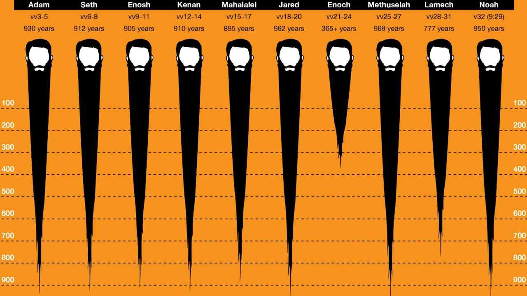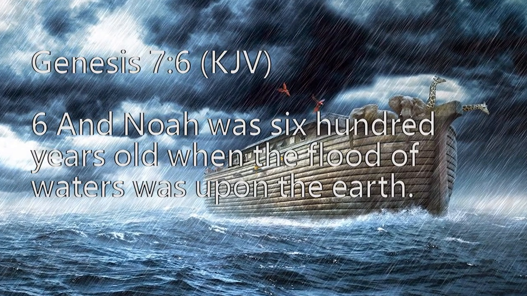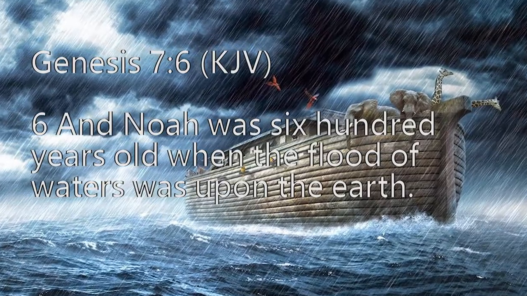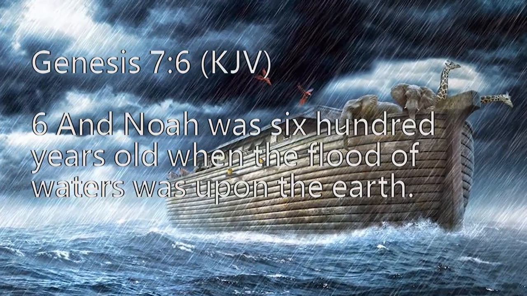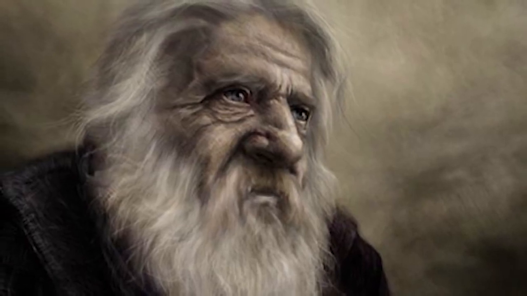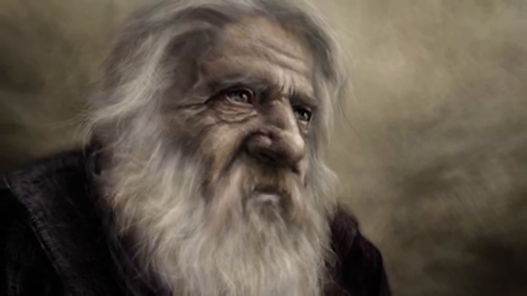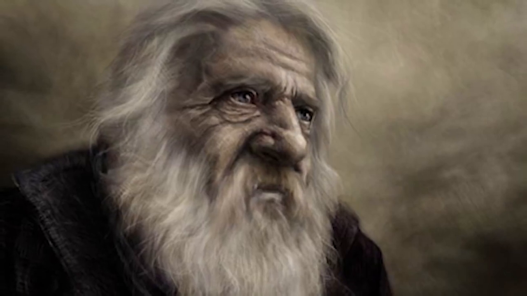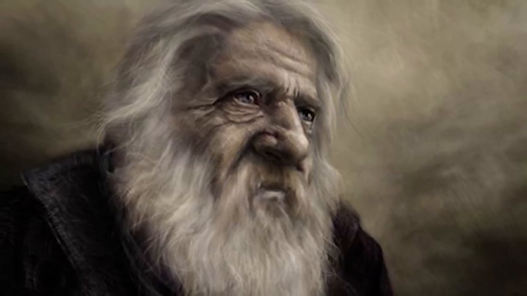Now also remember that Methuselah was the grandfather of Noah, and Scripture tells us that when Noah was 600 years old, that's when the flood came. Genesis 7:6: "And Noah was 600 years old when the flood of waters was upon the earth." Now you probably know exactly what I'm leading to here. When Methuselah died, the flood came. You take the numbers the Bible provided, 187 plus the 182 plus the 600, you get 969, which is the exact year Methuselah died and the flood came.